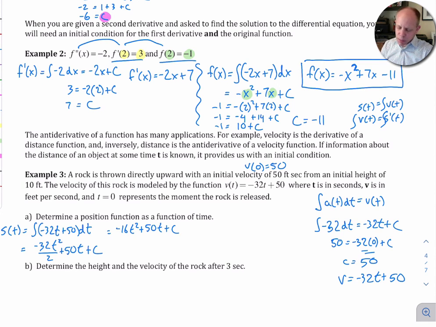And let's see what our initial position is. So the initial height of 10 feet. So that's s at time 0 equals 10. And so I'm going to set 10 equal to a time of 0. So negative 16 times 0 squared plus 50 times 0 plus c. And notice these zero out, and c is going to equal 10. So my position function is going to be negative 16t squared plus 50t plus 10.